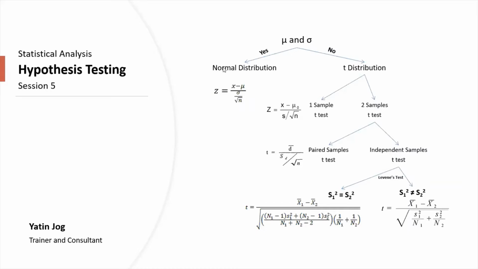If the answer is yes, then you go for normal distribution. You calculate Z, use the Z table and draw the conclusion. And if the answer is no, that you don't know the population parameters, then you have to go for t-distribution. That means you are dealing with samples. So if you are dealing with the population itself, you know the population parameters, go for the Z table. And if you don't know the population parameters, if you are dealing with the samples, go for t-distribution and use t-tables. So that is the basic division, when to use normal distribution, when to use t-distribution.